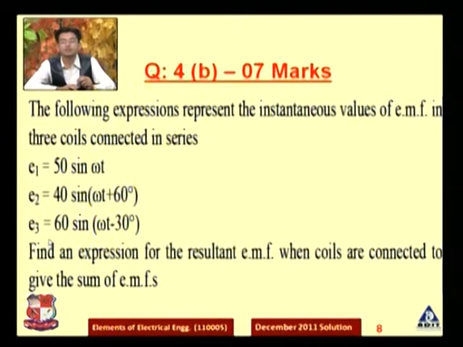E3, that is the third voltage, is 60 sin(ωt − 30). You can consider that these may be three different phase voltages. You have to find an expression for the resultant EMF, or the resultant voltage, when they are connected in series. So what is the algebraic sum of these? It is 50 plus 40 plus 60, that is, 150 volt, right?